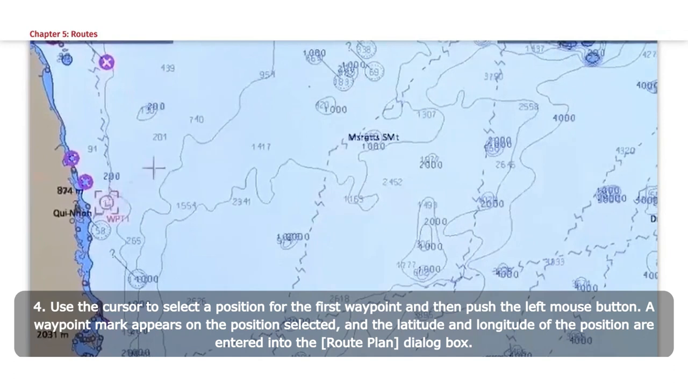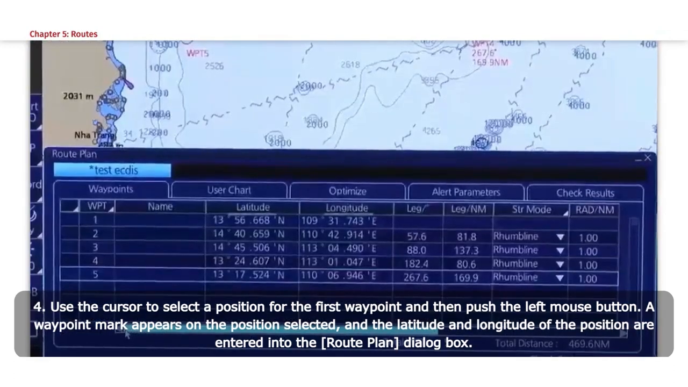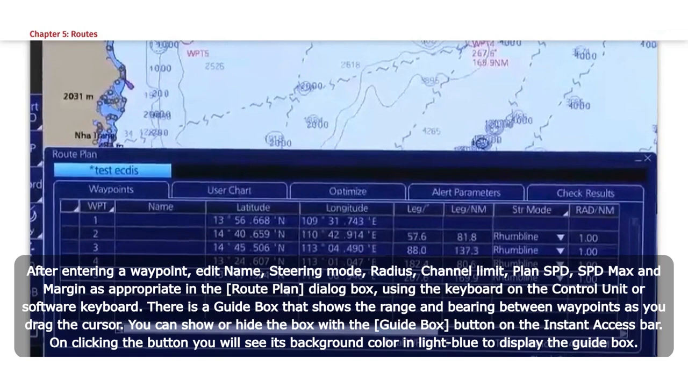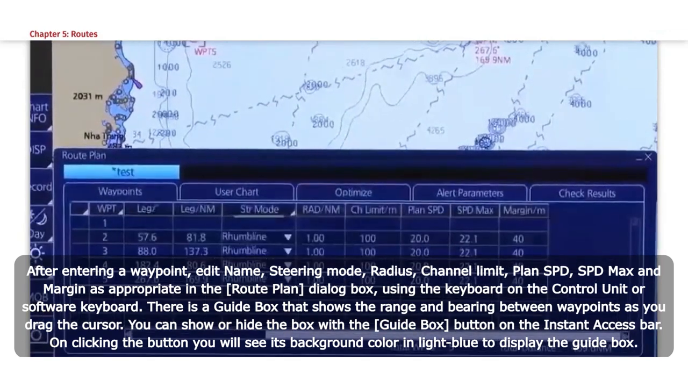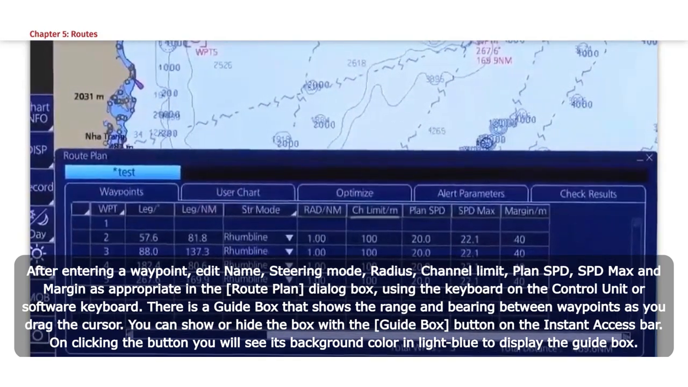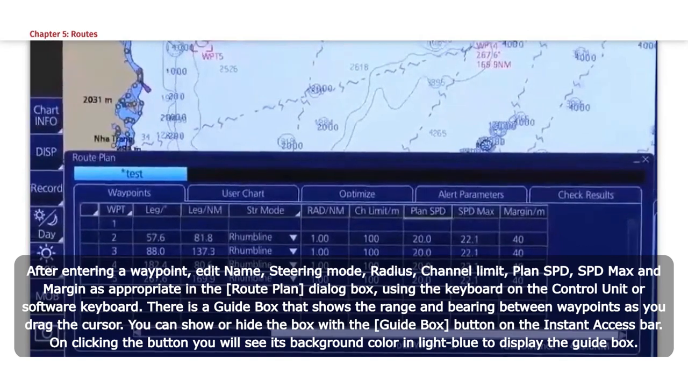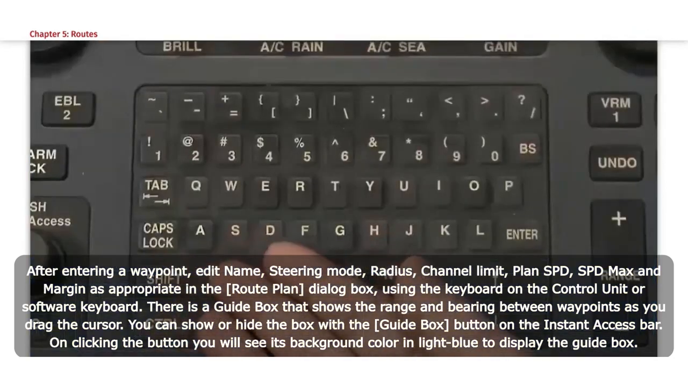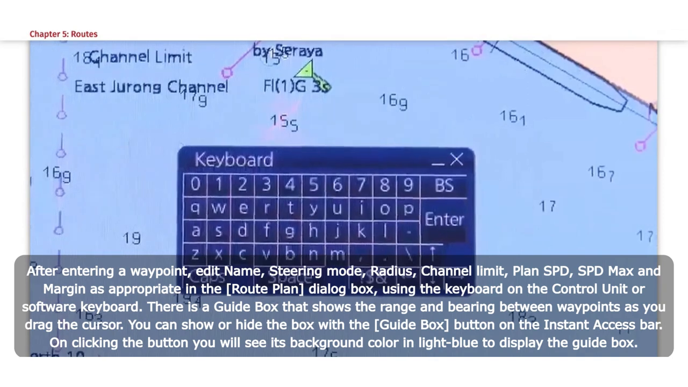A waypoint mark appears on the position selected, and the latitude and longitude of the position are entered into the Route Plan dialog box. After entering a waypoint, edit name, steering mode, radius, channel limit, plan SPD, SPD max, and margin as appropriate in the Route Plan dialog box using the keyboard on the control unit or software keyboard.